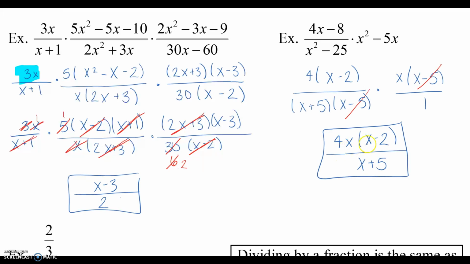We got 4x times x minus 2 over x plus 5. As far as work goes, so factoring the numerator, you get 4 times x minus 2. Factoring the denominator, difference of squares, x plus 5 times x minus 5. Factoring this, you can turn it into a fraction as x squared minus 5x over 1, and factor out an x. And the other things that actually cancel are an x minus 5.